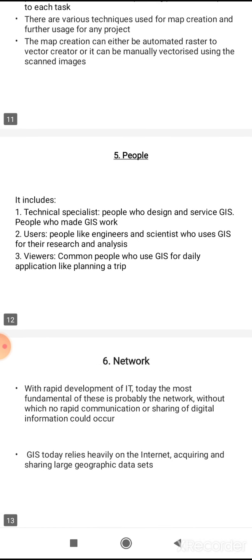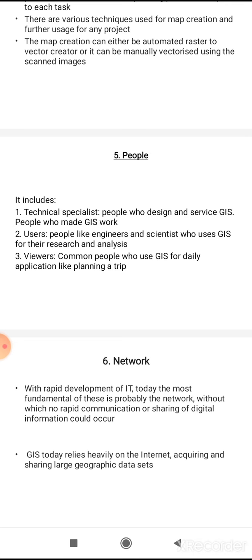Next is the fifth component, that is people. It includes technical specialists, users and viewers. A technical specialist is a person who designs and services GIS, the person who makes GIS work. Next are users, people like engineers and scientists who use GIS for research and analysis. Viewers are common people who use GIS for daily applications like planning a trip.